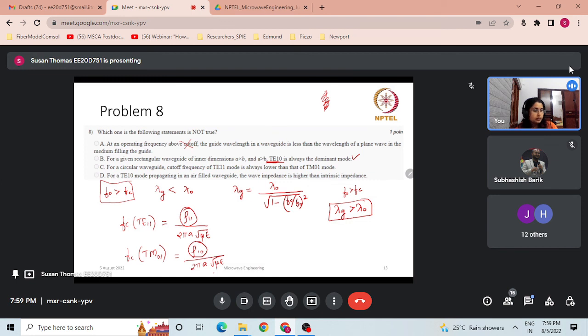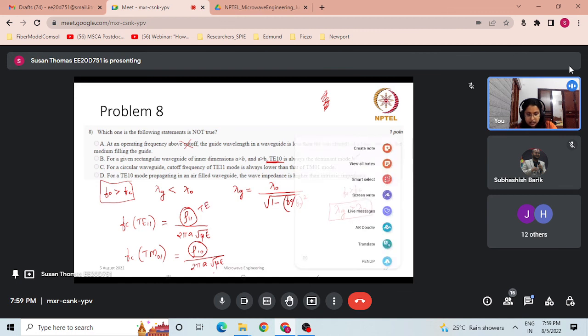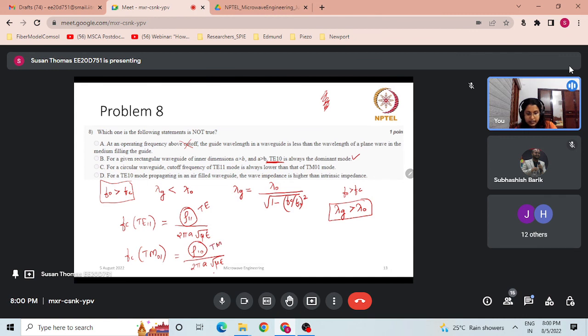If you look at the table for this, please ensure that you look at the appropriate columns. This is TE and this is TM. So, rho 11 of TE from the table is 1.841, and rho 10 for TM is 2.405. This is always larger. So, fc of TM01 will always be larger, or fc of TE11 is lower. So, statement C is also a true statement.